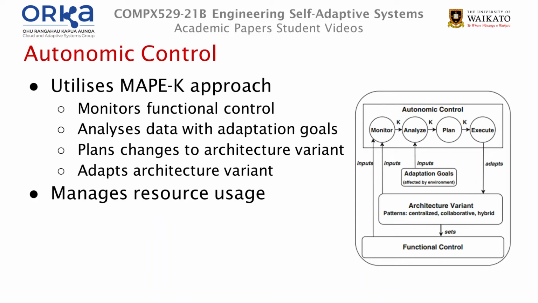The autonomic control element also utilizes this MAPE approach. The autonomic control element takes its input from the functional control's output and the architecture variant, which I will discuss in a bit. It then analyzes these with the adaptation goals, which are affected by the environment. It then plans changes to the architecture variant, and then makes these changes.